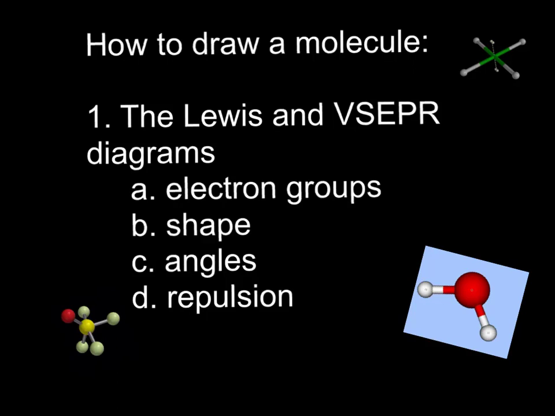Hello, in this video we're going to learn how to draw a molecule by drawing the Lewis and VSEPR diagrams, determining the electron groups, shape, labeling the angles, and discussing the repulsion between the electron groups and how it affects the shape and angles of our molecule. So let's get started.